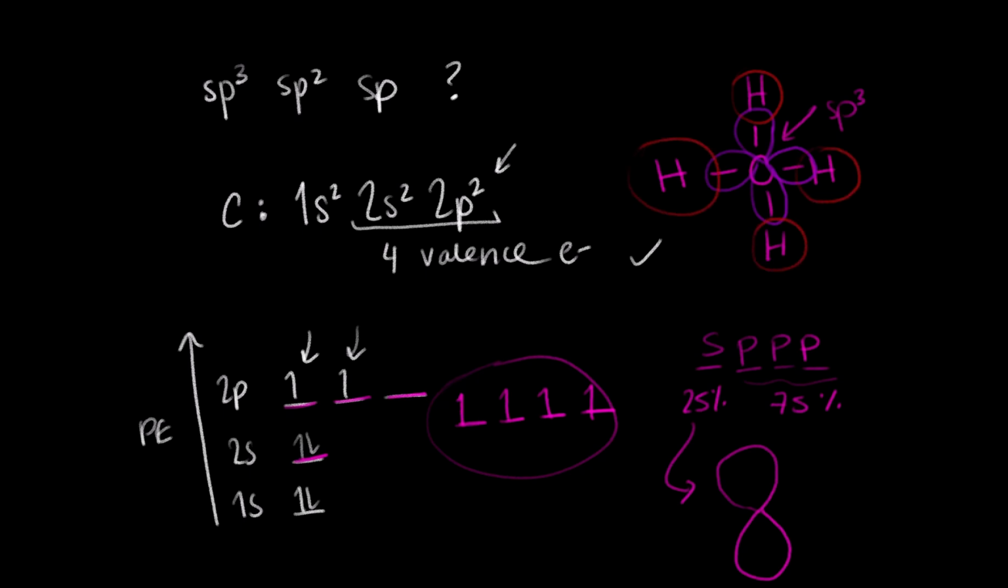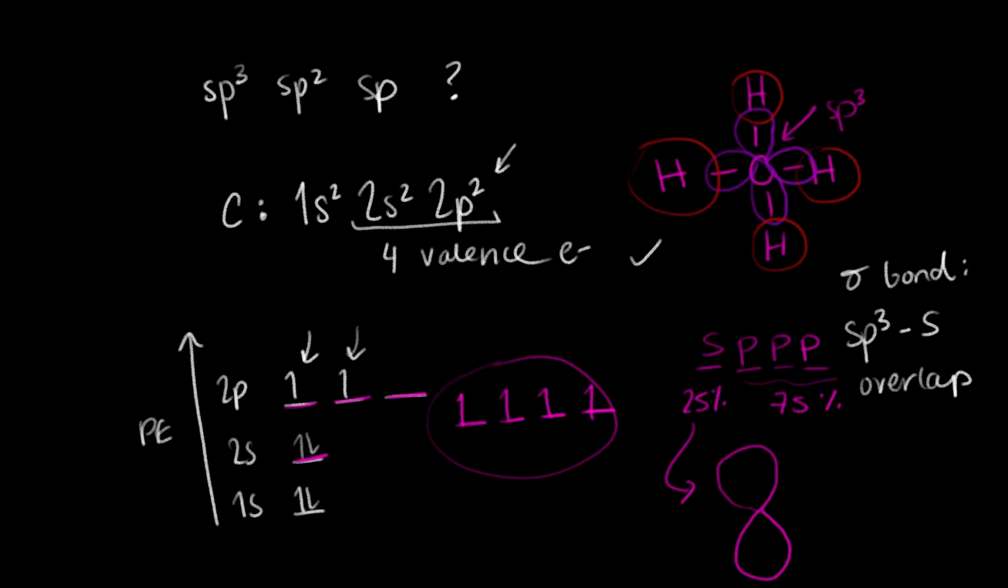So what's going on here is we're creating 4 sigma bonds. Each one of these single bonds is a sigma bond, and that sigma bond is a result of the sp3-s overlap, right? So that's what's happening in that molecule.